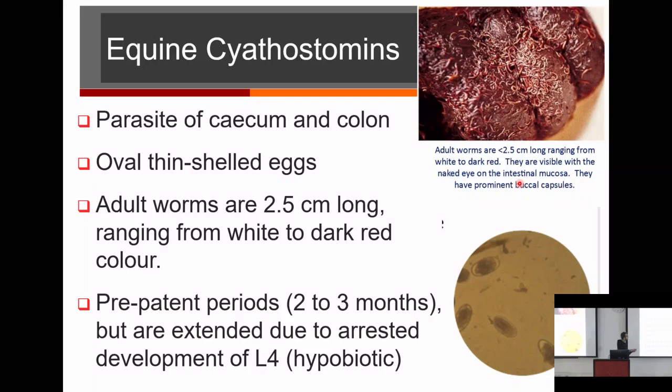If you see this type of picture in the lungs, you will easily identify that this is a dark red color and is a 2.5 to 3 centimeter long adult worm. Pre-patent period is 2 to 3 months, but it also develops some hypobiotic arrest.